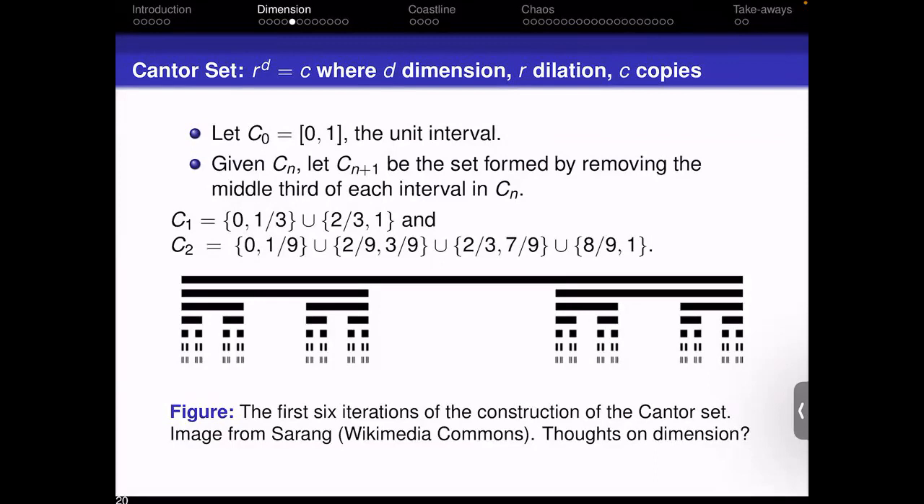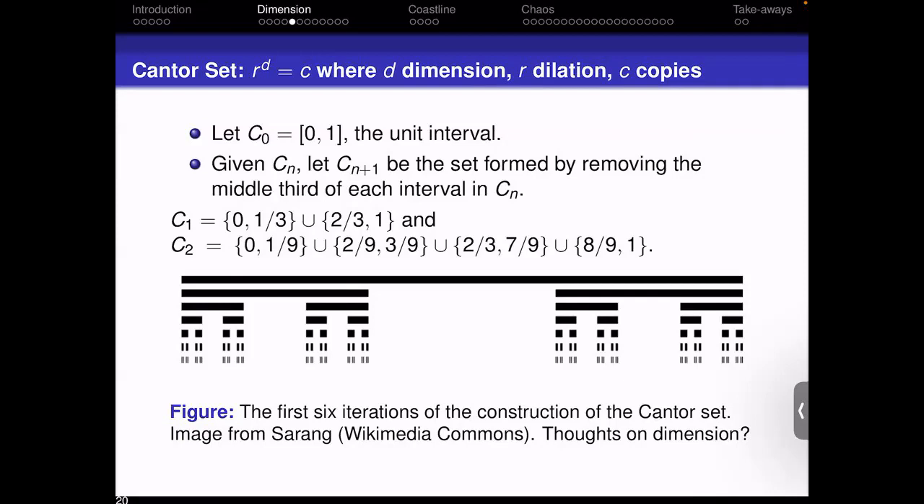What's the length going to go to as you go further and further down? 0. So this looks like it should be something that has dimension less than 1. If it had dimension of 1, this should be some kind of interval somewhere. This is something whose dimension is going to be less than 1. Its length is going to 0. But maybe its dimension is greater than 0.